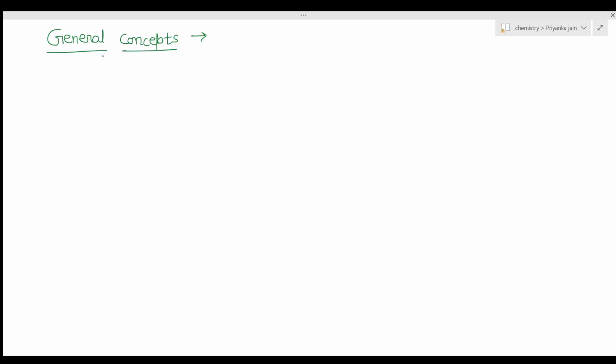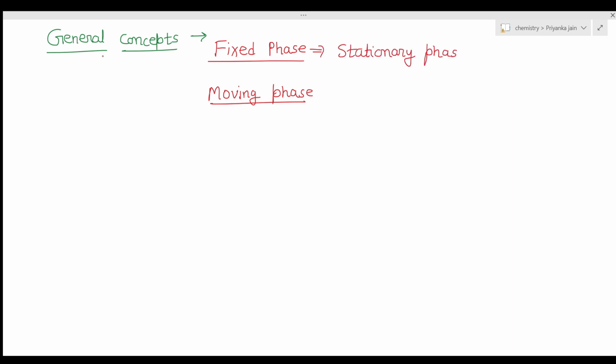In chromatographic techniques, the separation is done by the distribution of the component between two phases. One phase is called the fixed phase. This phase remains fixed throughout the procedure. And another phase is moving, so we call it the mobile phase. The fixed phase is actually called the stationary phase, and the moving phase is called the mobile phase.